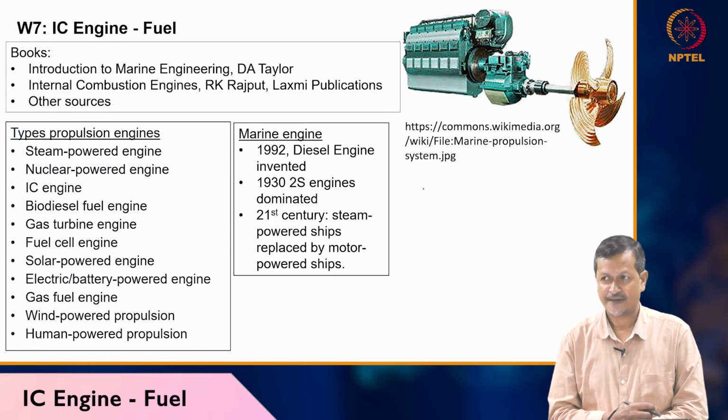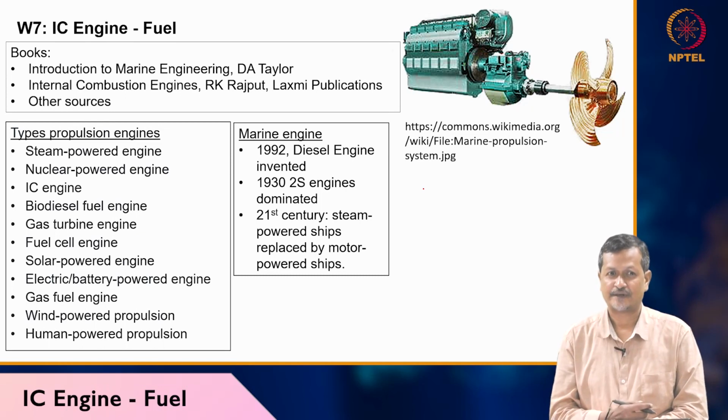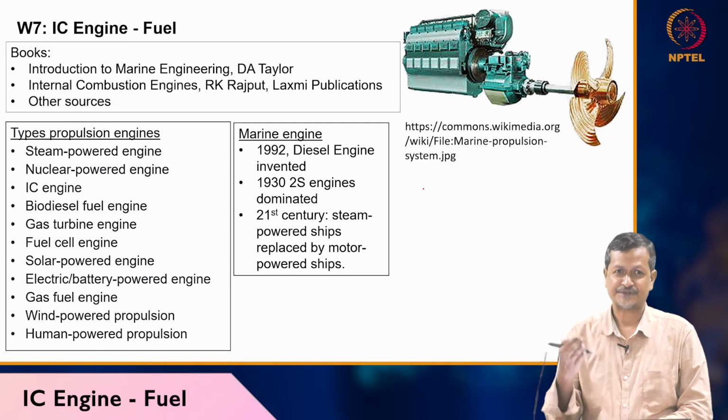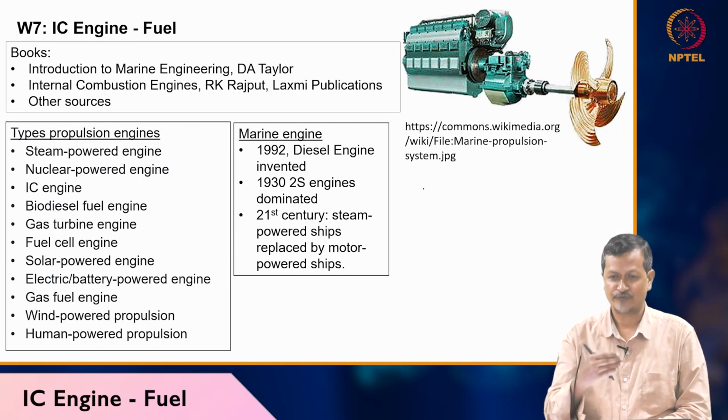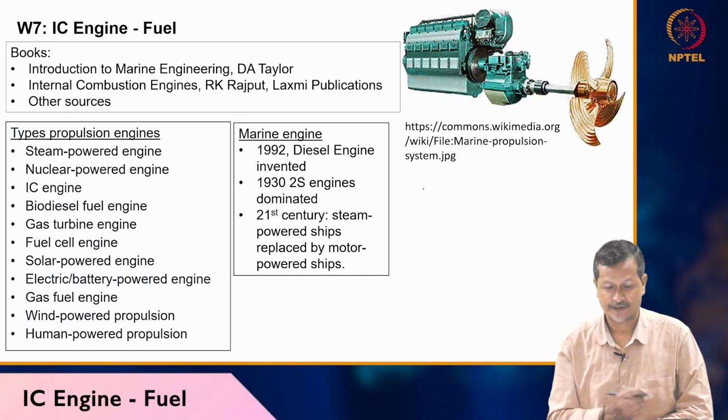But the melting point of the piston, cylinder, or piston ring will be around 1200 to 1800 degrees centigrade. So at high temperature it should not get melted, so you should remove the heat from the system as soon as it is getting generated.